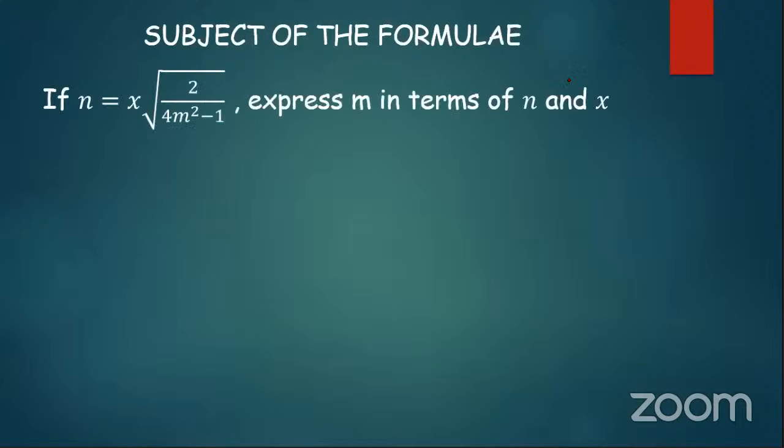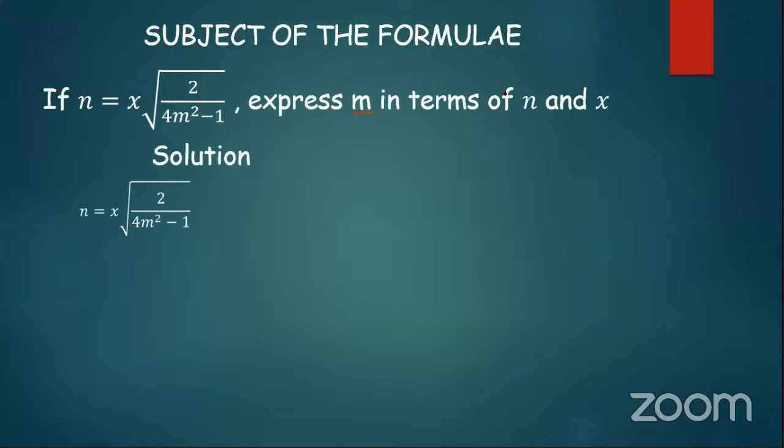Then we are now going to deal with these terms which have a square root sign in them. So we have n equals x root of 2 divided by 4m squared minus 1. And our focus is to have the m on one side of those terms.